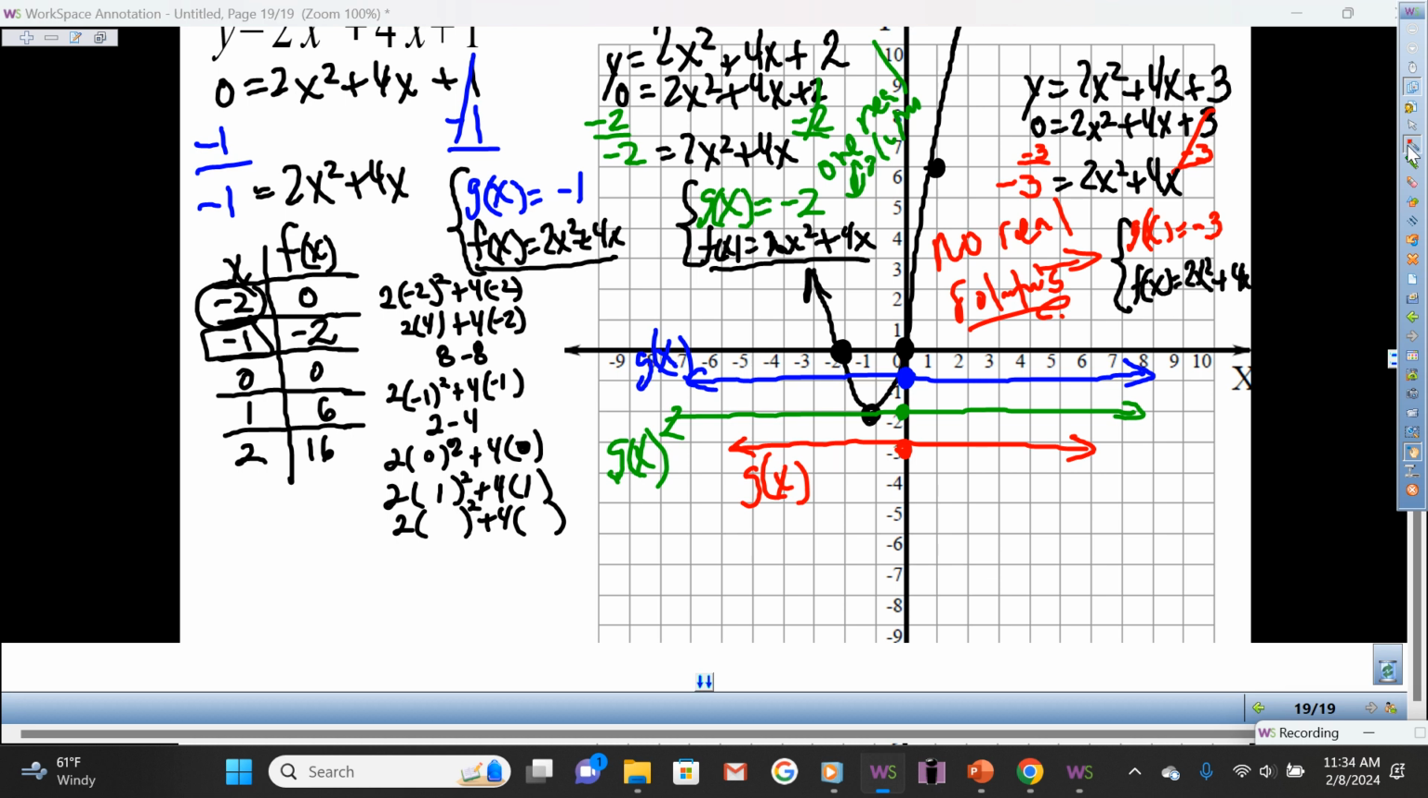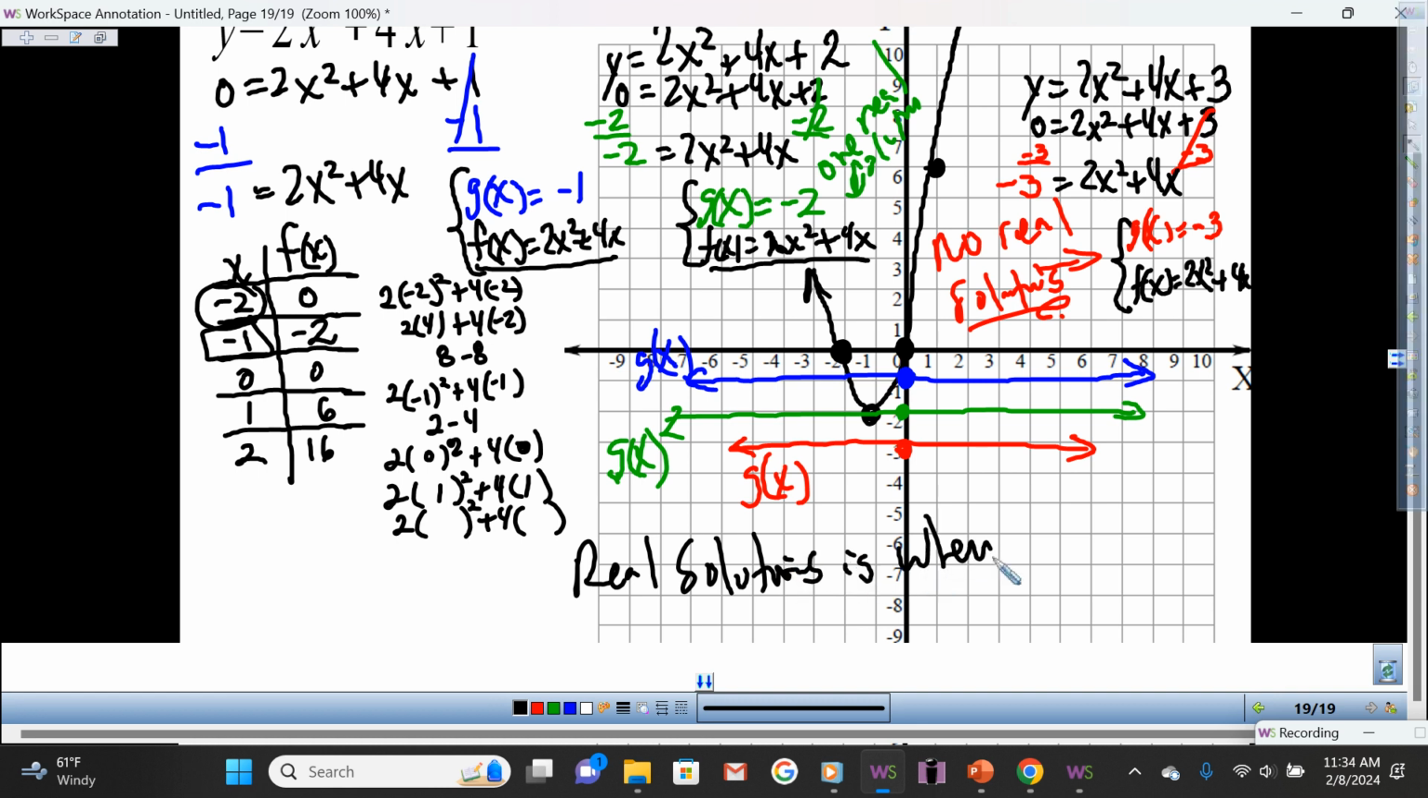So, let's write a little summary. Real solutions is when f of x, what? What's the key word? Intersects what? G of x. That is correct. And then write 10q. Okay, now what that means?